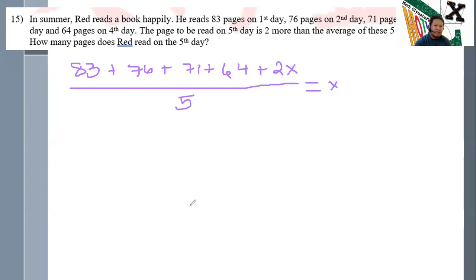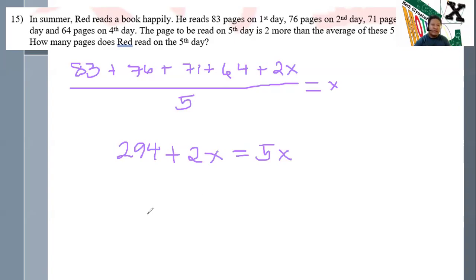Or basically we can have a little bit of a block method if you look at that one. We can multiply both sides by 5. So therefore, the sum of everything here, 83 plus 76 plus 71 plus 64, will give us 294. As you can see, we can have times 5 there. We'll be having 294 plus 2 times the average is equal to 5 times the average.